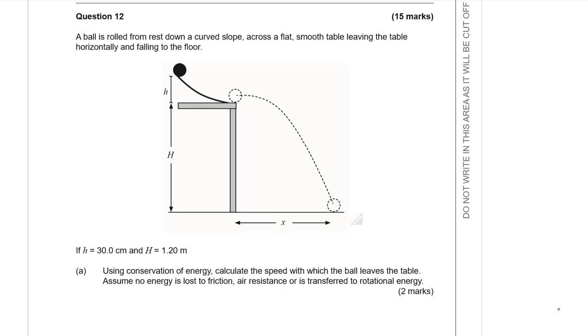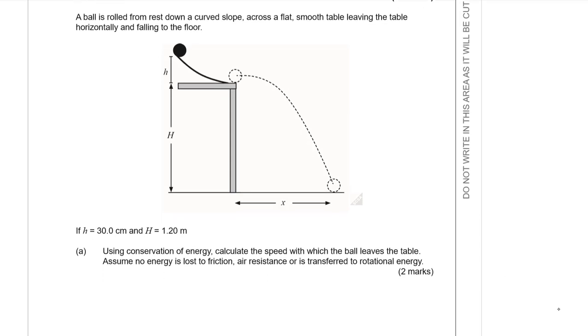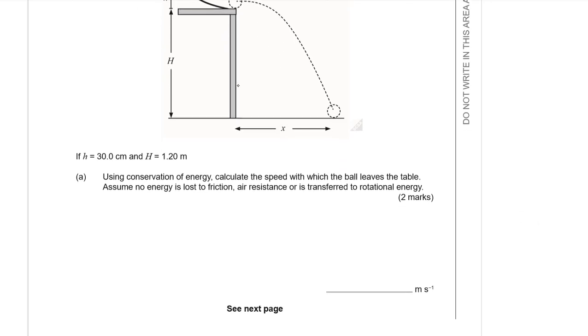Okay, so moving on to section 2 now, and we have question 12, which is about a ball that rolls down a ramp when it's on top of a table, and then it rolls off the table onto the floor. So part A is asking to use the conservation of energy to get the speed of the ball once it's finished rolling down the ramp.